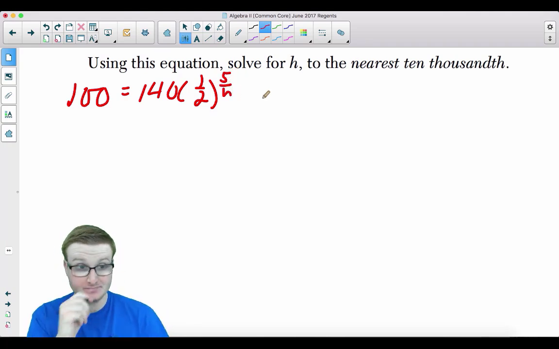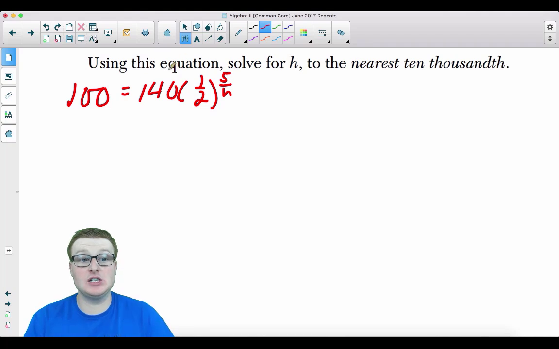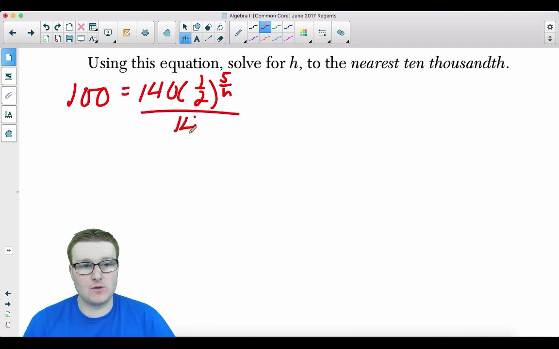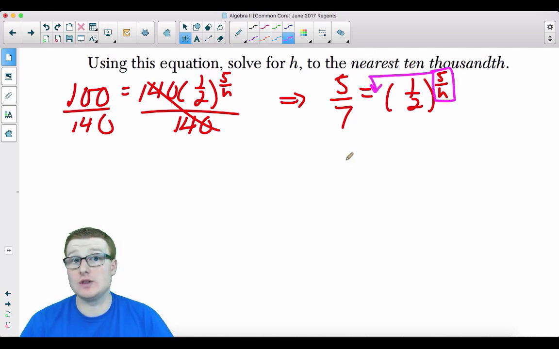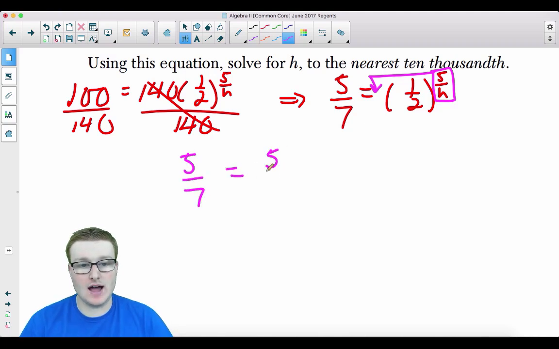Okay. To solve for H, we need that H to be out of the exponent. We've got to get it out. So we're going to divide by 140 first. Okay? So 100 divided by 140, that is 5/7, is equal to 1/2 raised to the 5 over H power. We're going to take that 5 over H and move it down to the front. So we get 5/7 is equal to 5 over H.